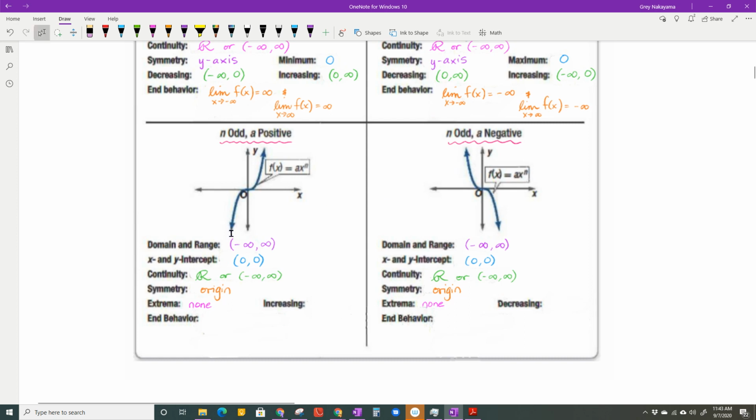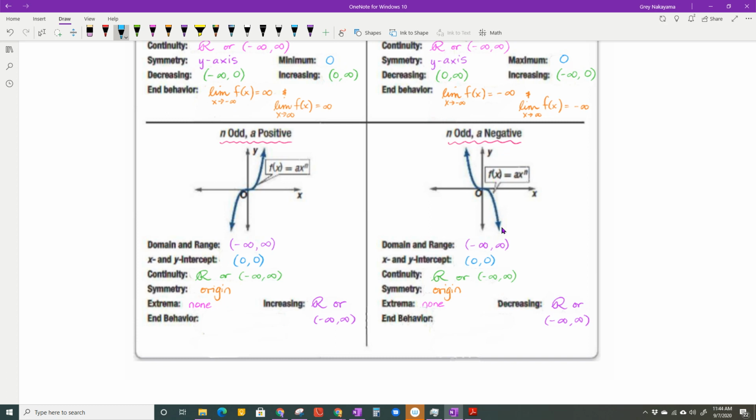So this one, if I start at my left arrow, it is always increasing, never decreasing. This one is always decreasing, never increasing. Again, you have to read that from left to right, and if it's always doing it, then your interval is all real numbers, or negative infinity to positive infinity.